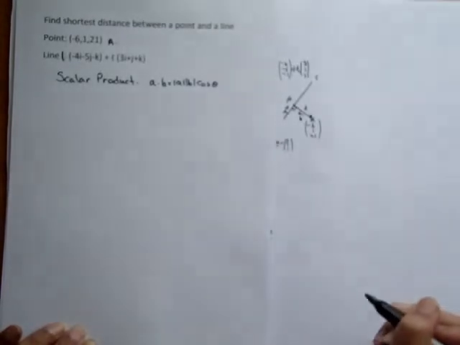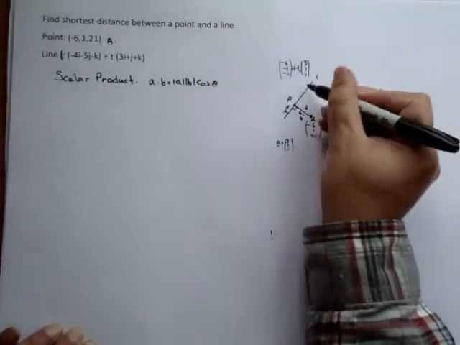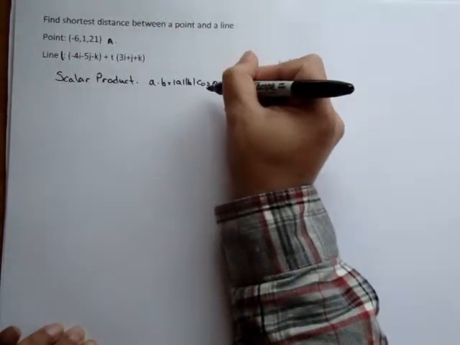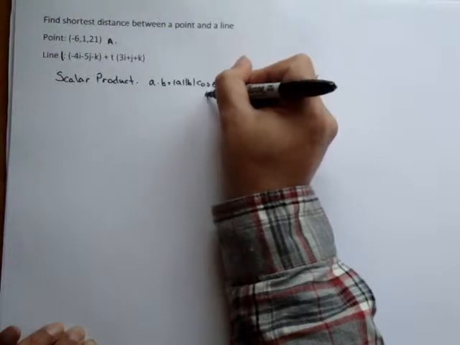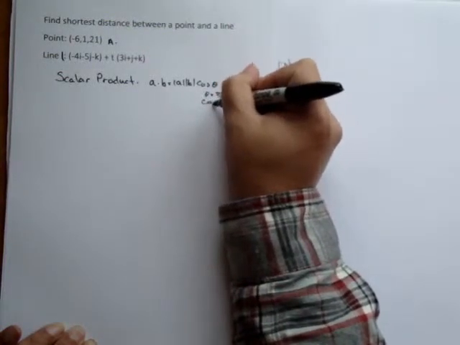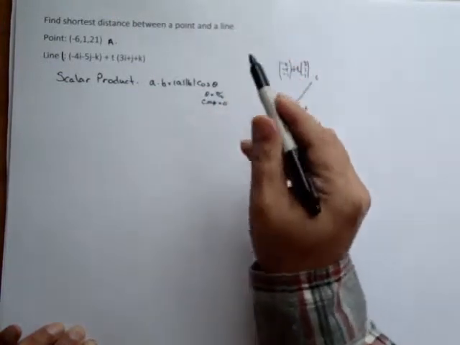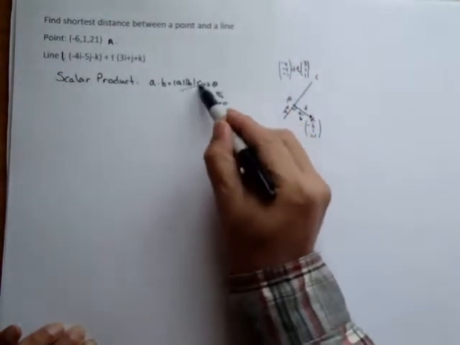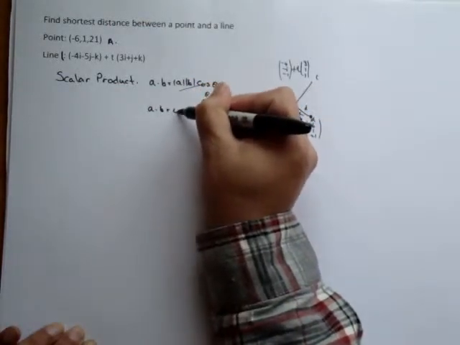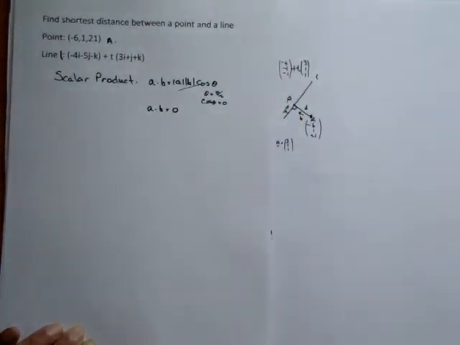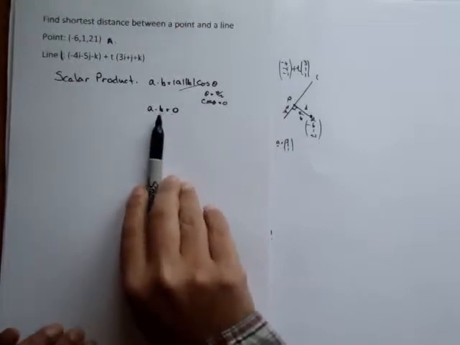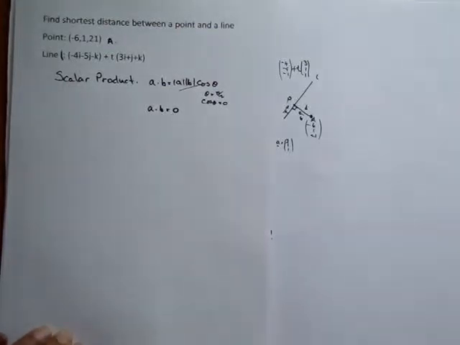The other thing we need to know is that the shortest distance is perpendicular to the line. So in that case, theta equals pi over 2, and cos theta would have to equal 0. So when cos theta is 0, this disappears and we're simply left with a dot b equals 0. We know a is 3, 1, 1 as a column vector. We need to find b. So how do we do that?